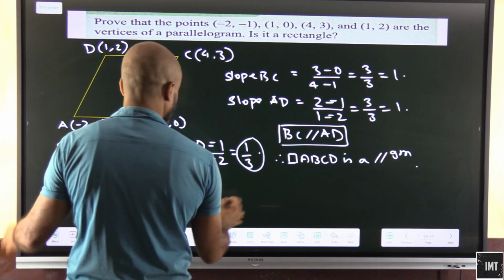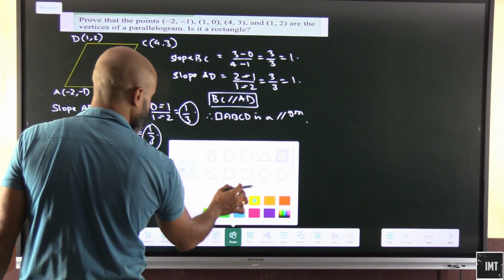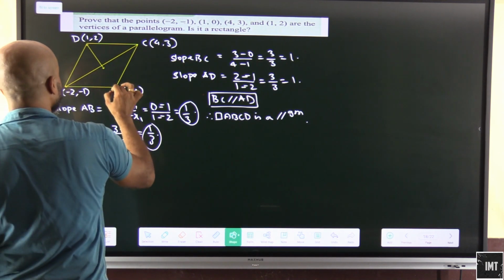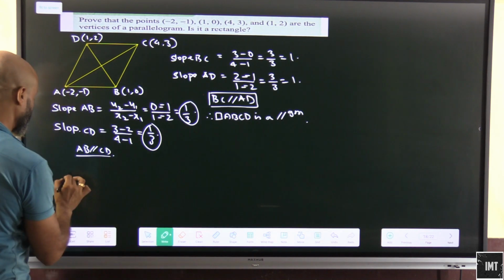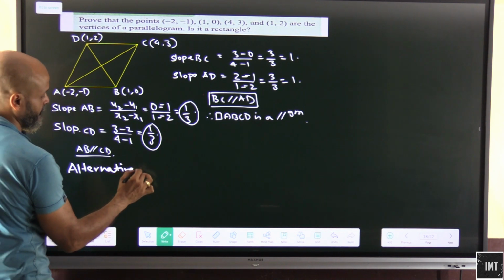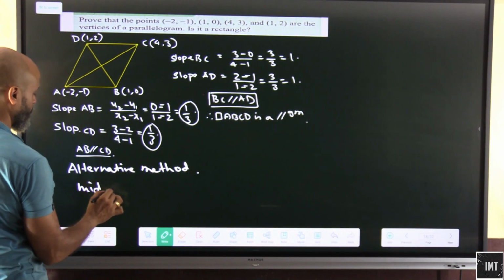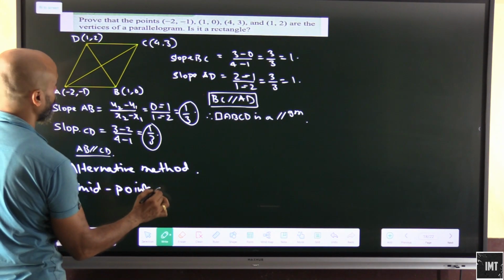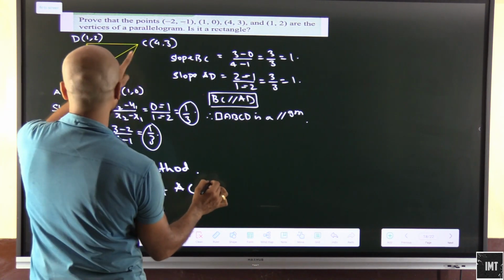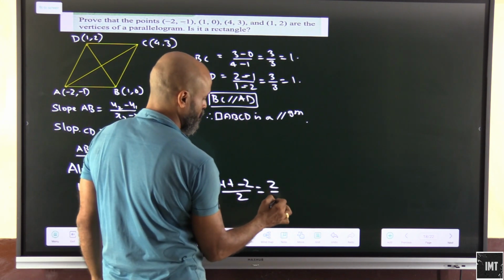Okay. Now the other way to prove this would be, let's say if we are proving this by the distance formula. So these are the two coordinates. So what will be the midpoint? The other way, alternative method. So alternative method, if we are doing, so what will be the midpoint of AC? Midpoint of AC will be x1 plus x2 upon 2, that is 4 plus minus 2 upon 2, that will be how much? 2 by 2, that is 1.